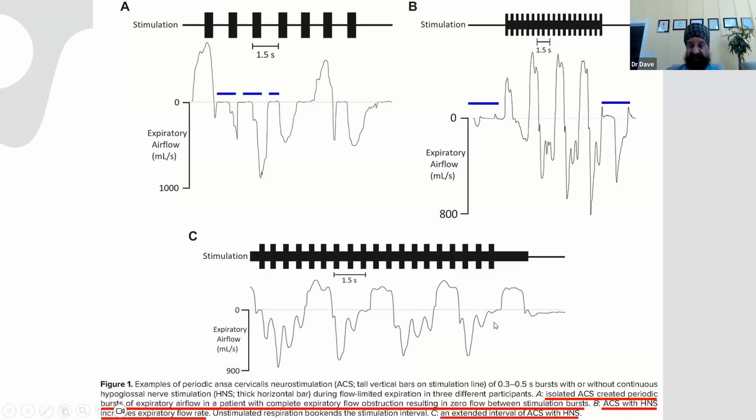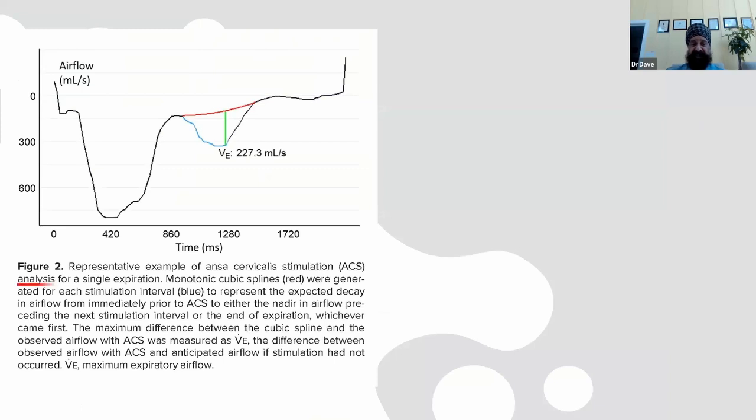And here's a third case showing extended use of ACS in combination with hypoglossal nerve stimulation. If you look at a single expiration, we use cubic splines to generate the interpolation of the curve here in red. The red is the predicted versus the blue, which is expected. That's the decay in airflow prior to using ansa cervicalis stimulation, and the green line shows the improvement in airflow. This was done during expiration.